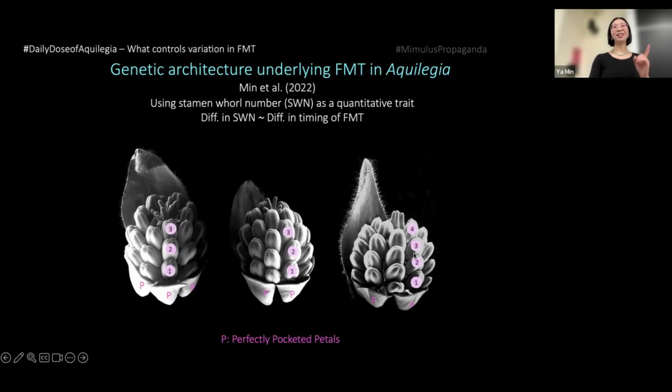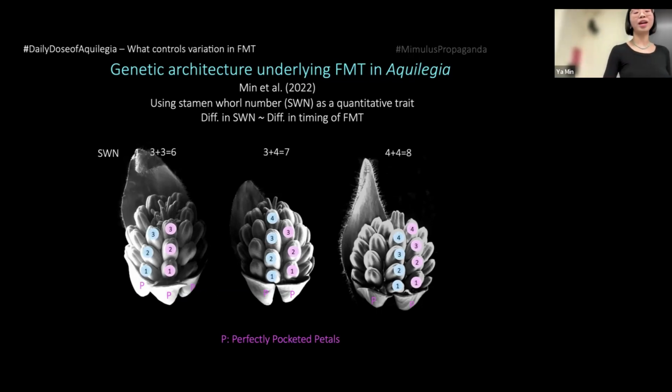Nice. Now let's count the stamen whorl number in between the petals. How many does this have? 3. And well, I'll give you the answers now. 4. So for these 3 examples we have, their total stamen whorl number will be 6, 7, and 8, respectively.